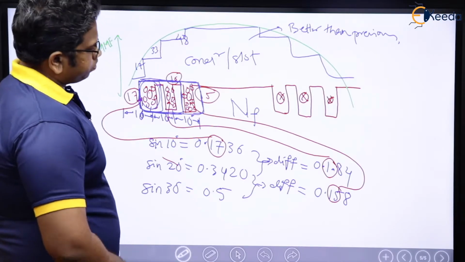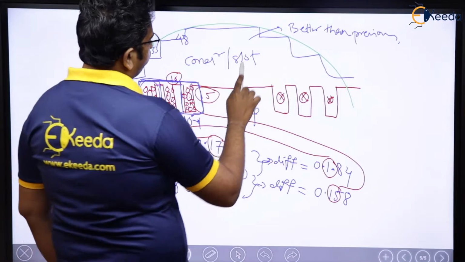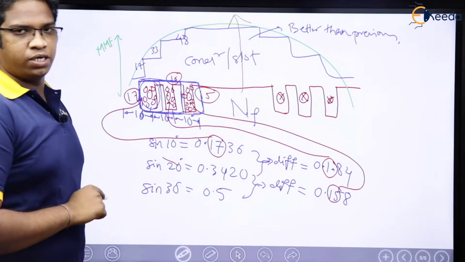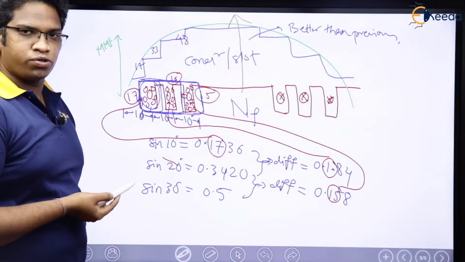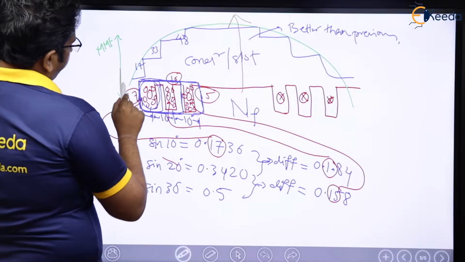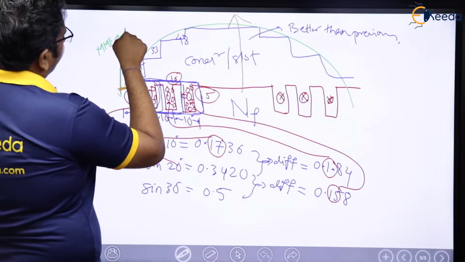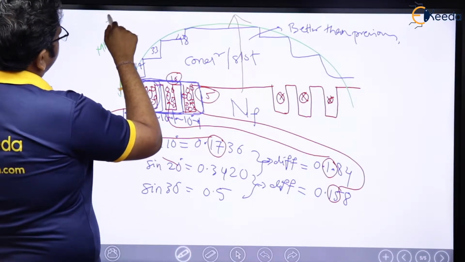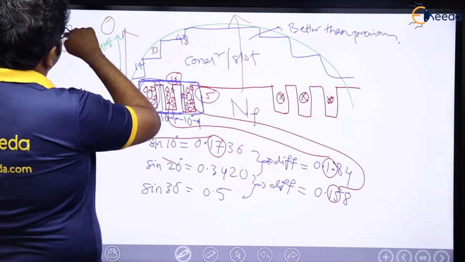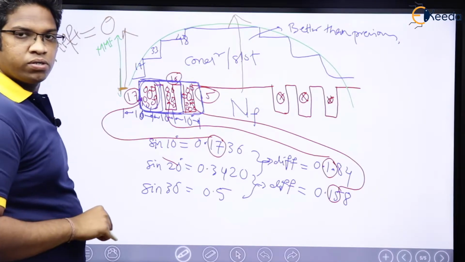We know that at the center of the pole, flux is always going to be maximum. Whereas in this area, flux is 0, or you can say MMF is equal to 0 here.